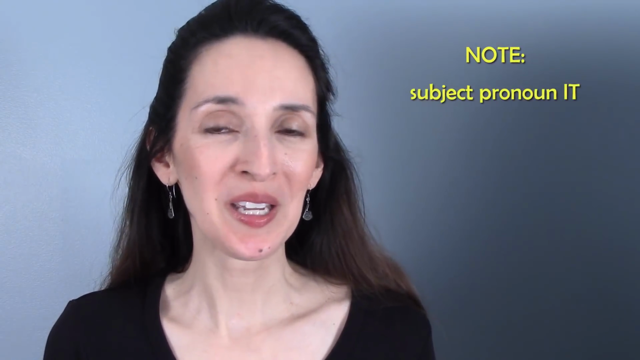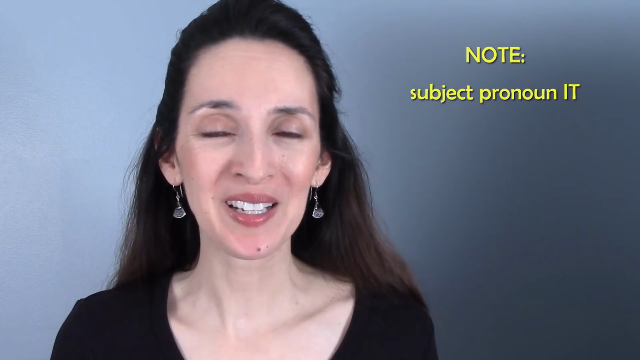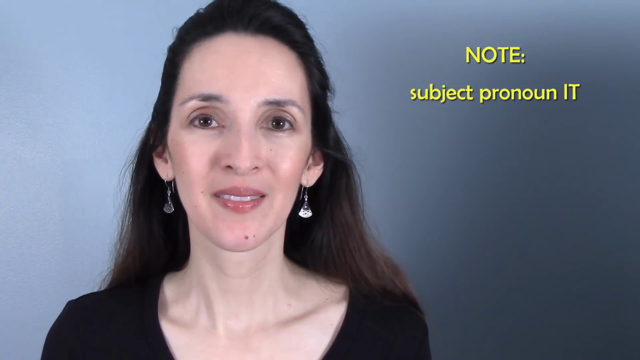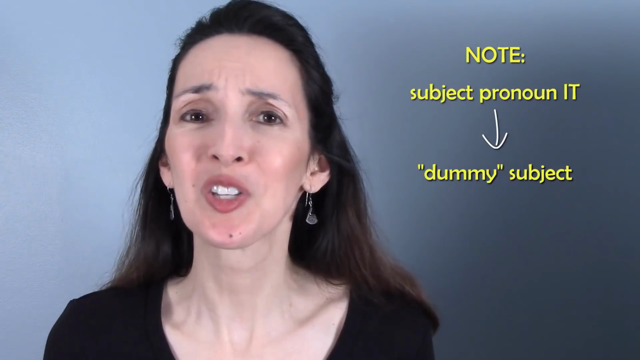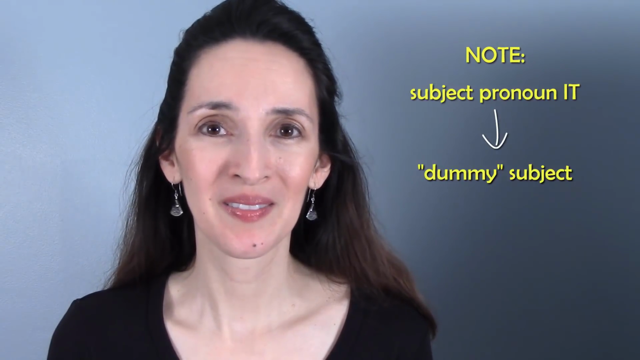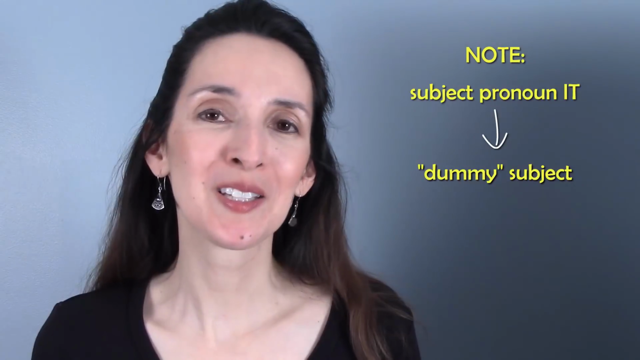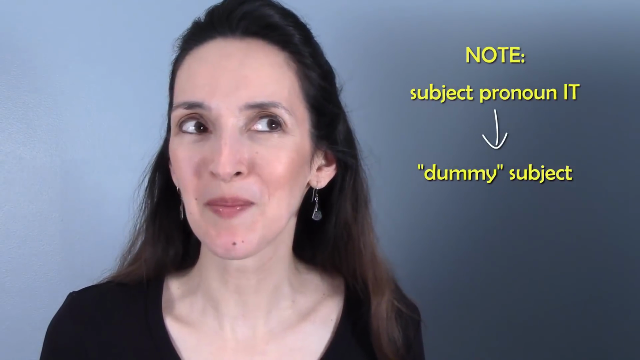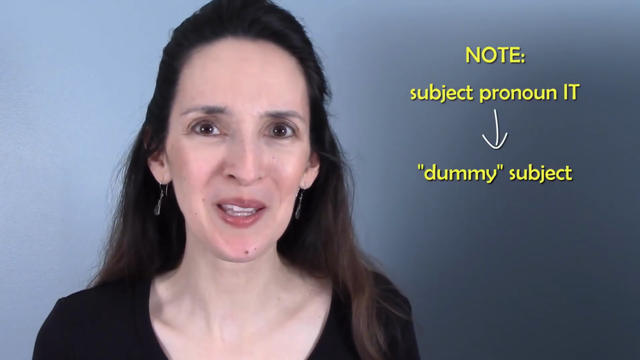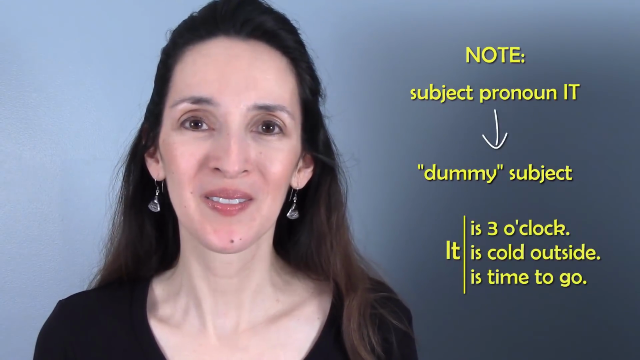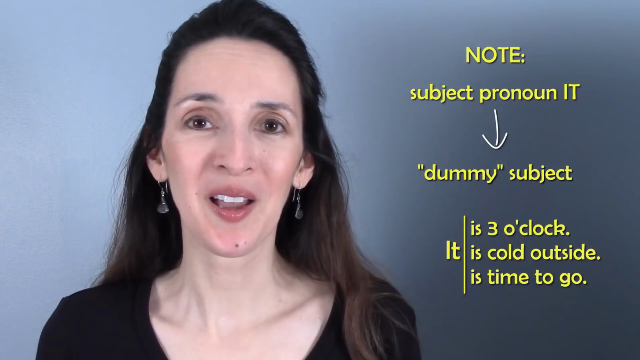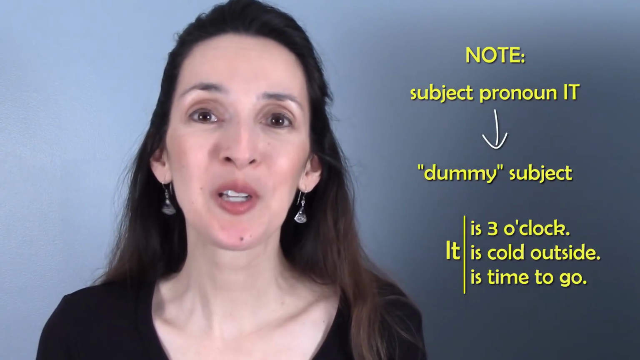Here's an interesting note. The subject pronoun it doesn't always refer back to something. It can be a dummy subject. It's just a placeholder. Sometimes we need this subject pronoun to make a statement about something that simply is. It's 3 o'clock. It's cold outside. It's time to go.